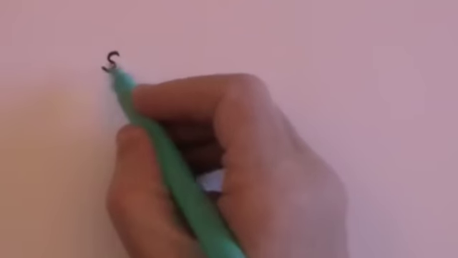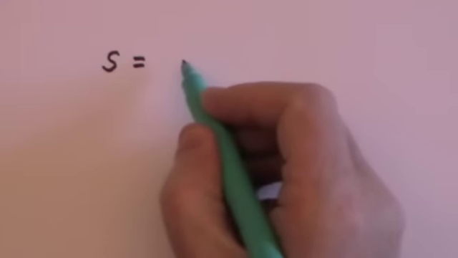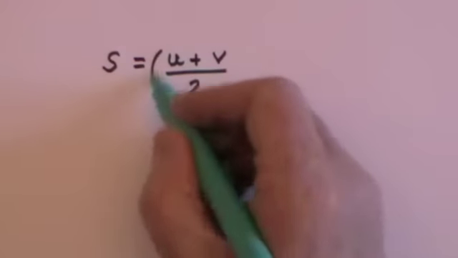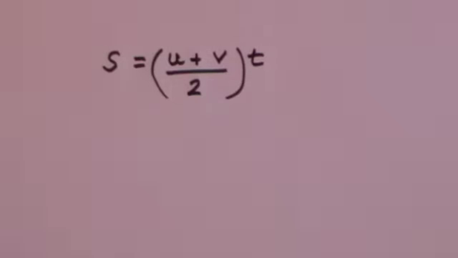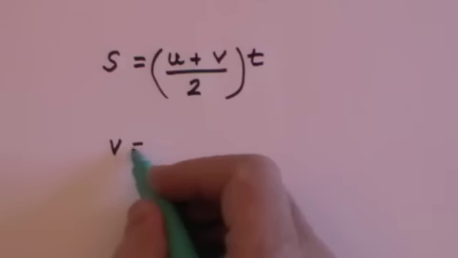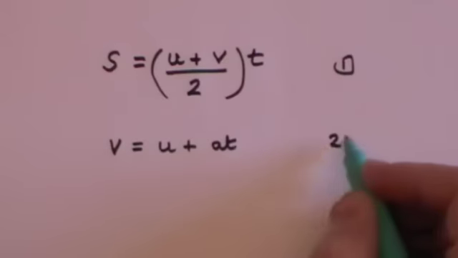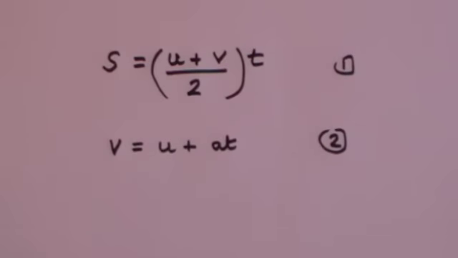Okay, so now we're ready to go on to the third Suvat equation. To do that, I'm going to first remind you of the first of the Suvat equations. Distance is equal to initial velocity plus final velocity over 2, all times the time. And I'm also going to remind you of the second Suvat equation, v equals u plus at. That was the first, and that's the second, and we've derived both of them earlier in this video.